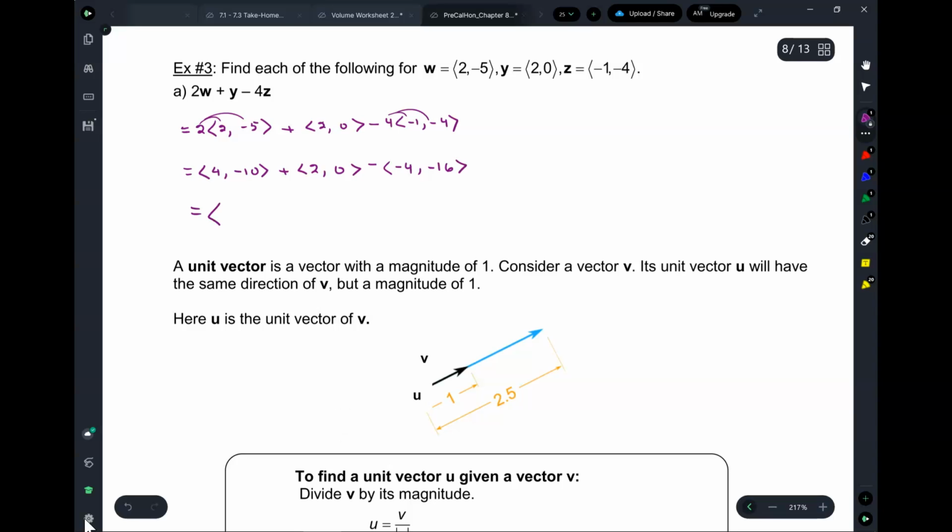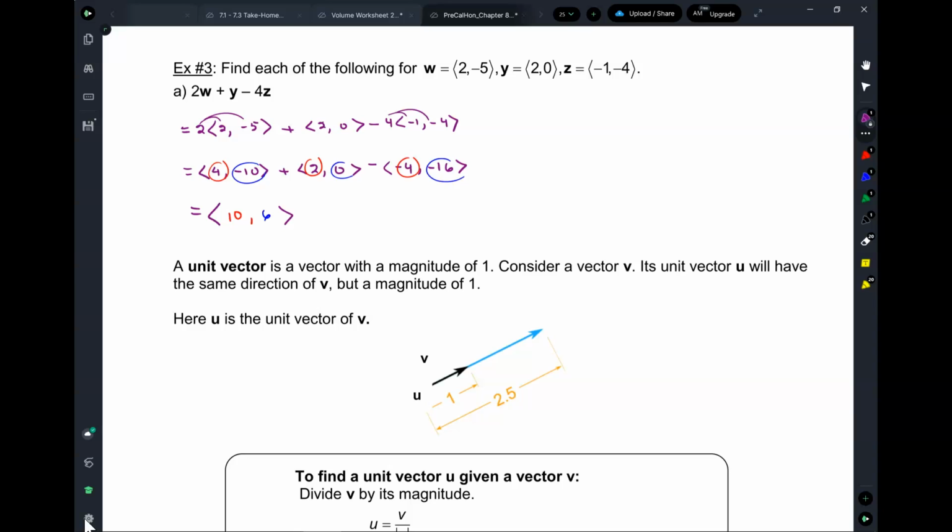Okay. So to add these, all you're going to do is add the x components of each of them. So 4 plus 2 plus 4, that's 10, comma, the y components, negative 10, 0, positive 16, that's 6. Okay? We're cool?